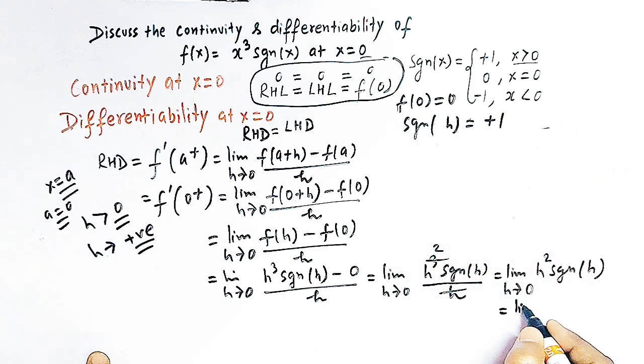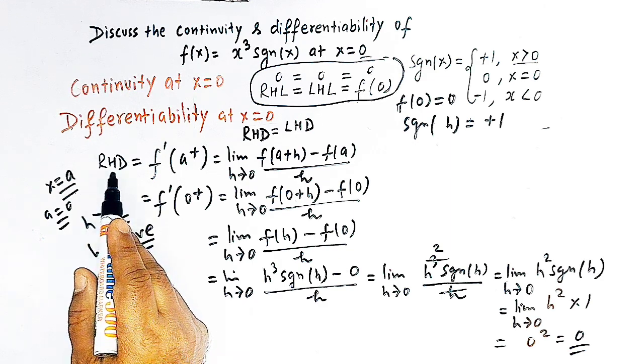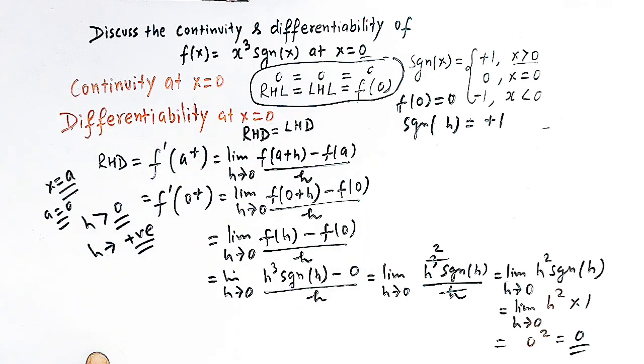So we have limit h tends to 0, h square times 1, and here the limit is limit h tends to 0, h square. So this is 0 square, that is equal to 0. So the right hand derivative of this function at x equal to 0 is equal to 0.